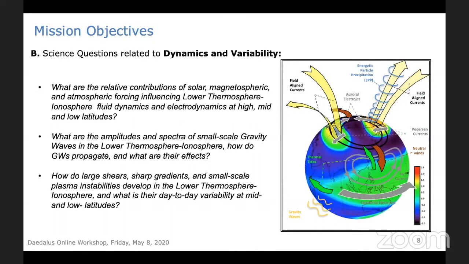Science questions related to dynamics and variability are: what are the relative contributions of solar, magnetospheric, and atmospheric forcing influencing the lower thermosphere-ionosphere fluid dynamics and electrodynamics? What are the amplitudes and spectra of small-scale gravity waves and their propagation characteristics? How do large shears, sharp gradients, and small-scale instabilities develop?